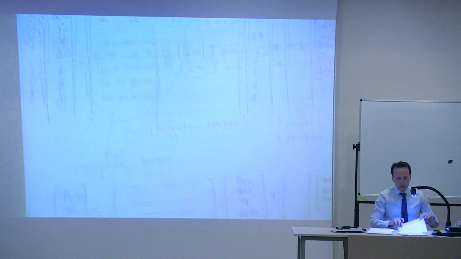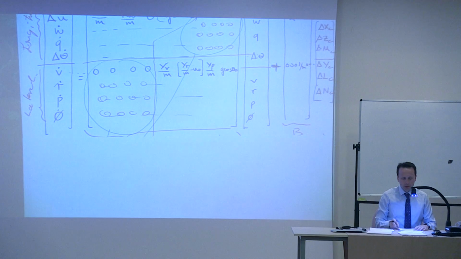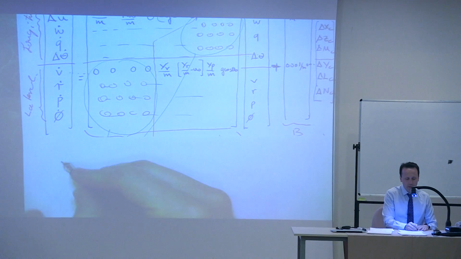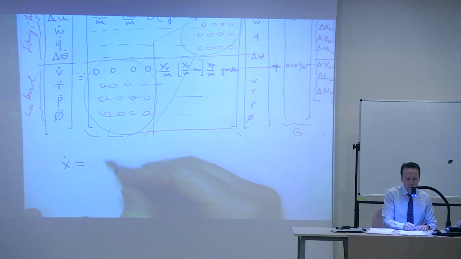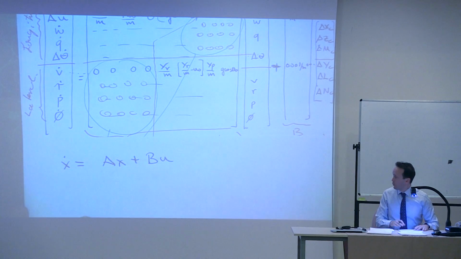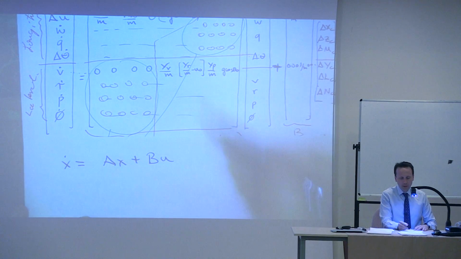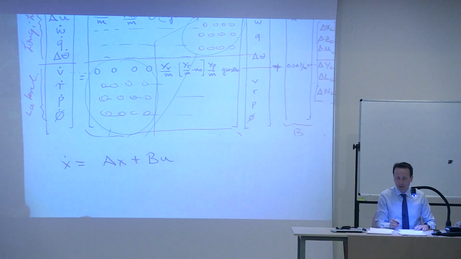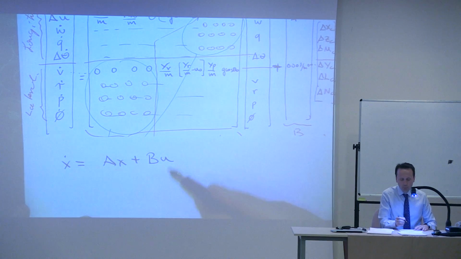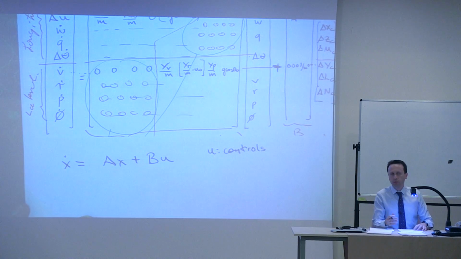obtained was a set of linear differential equations that look like this, right? X dot is equal to AX plus BU, right? Where X is basically the state variables, A is the system matrix, and B is, again, the control matrix. And U being the controls, right? U is the controls. In our case, it's the pilot controls.